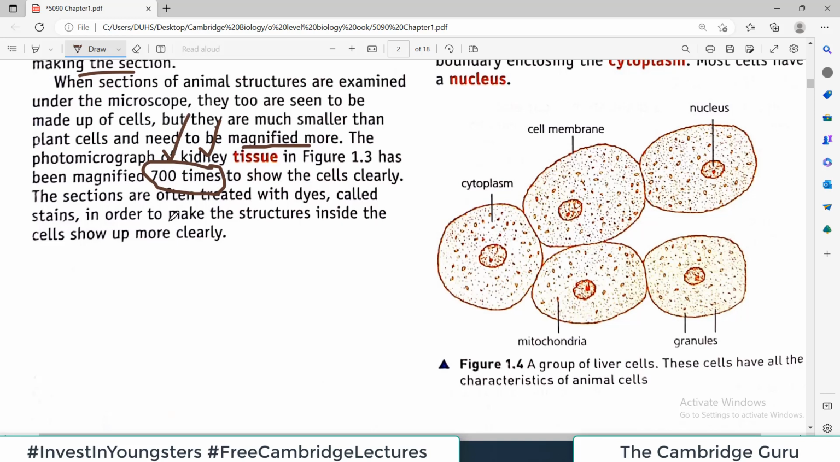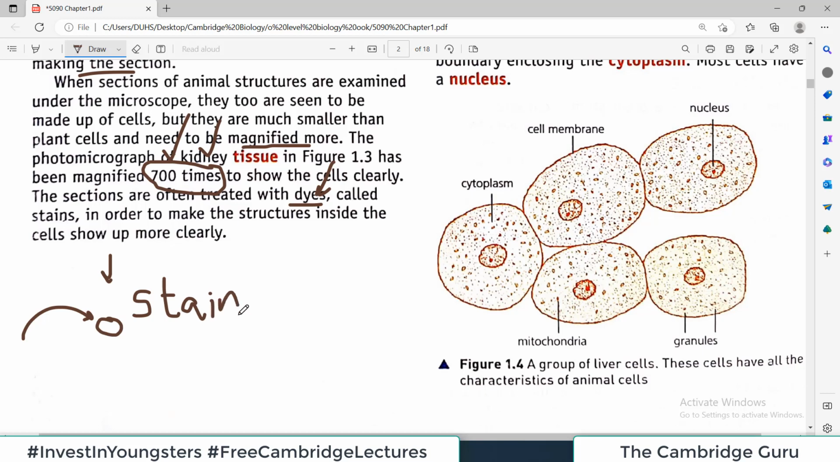Okay, the sections are often also treated with dyes. Sometimes some of the cells are basically transparent, or they do not have any colored structure. So when you see under the microscope, you actually don't see anything. Therefore we add some color to it. Since we have added colors, this is called dye using, or another word for this is staining.